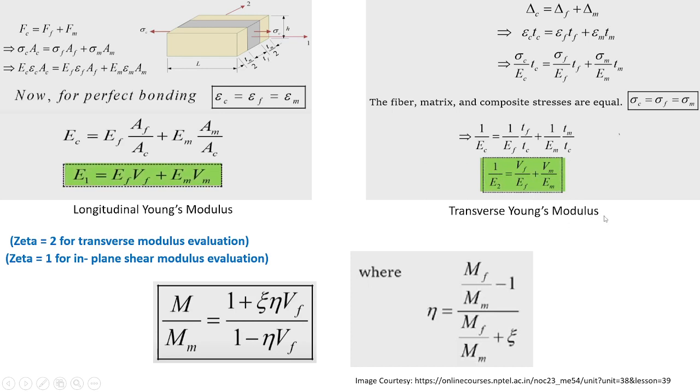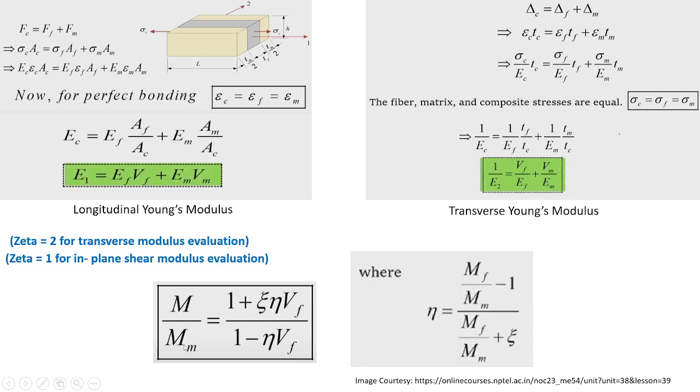But then we found that the experimental values of the transverse and shear modulus are very different from what we found from these equations. Because of that, another way of finding the transverse and shear modulus was defined, that is the Halpin-Tsai method. So here you can see the equation for that, where M is the modulus that we need to find.